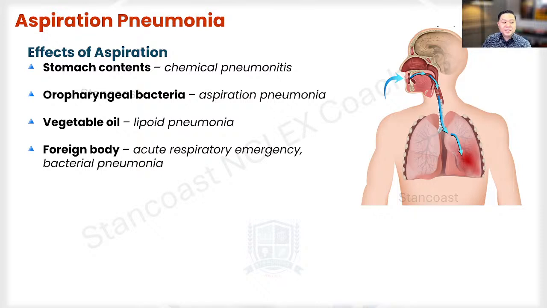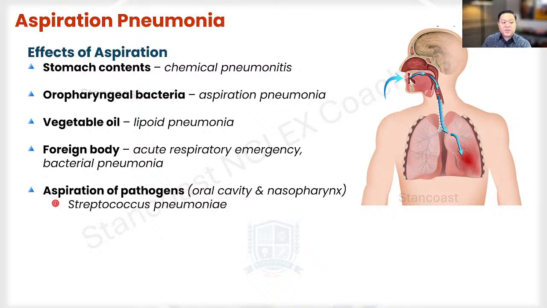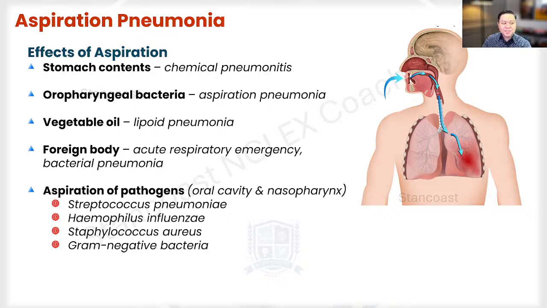Now, guys, I really want you to refamiliarize yourselves about the common pathogens that are going to be involved in aspiration pneumonia. So we have here the Streptococcus pneumoniae. We also have the Haemophilus influenzae. We have the Staphylococcus aureus and the gram-negative bacteria. So these are those organisms that can potentially also lead to aspiration pneumonia.